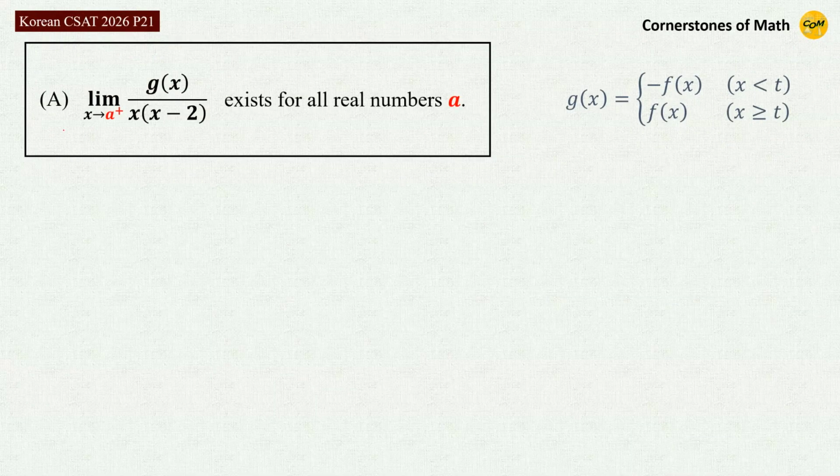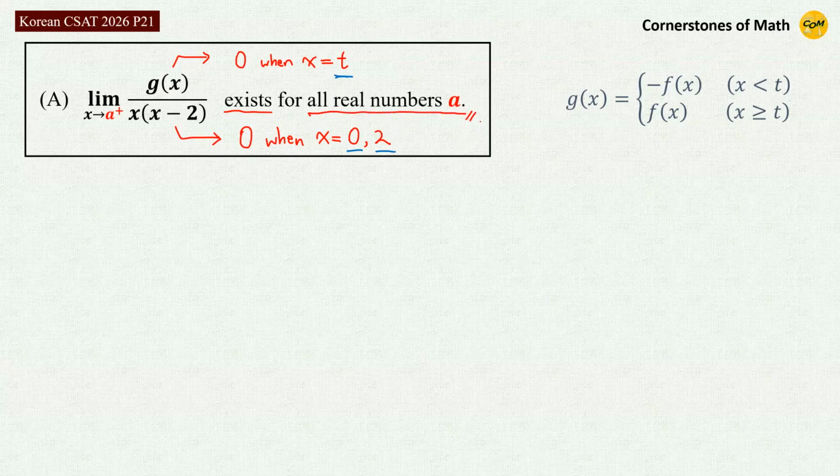Next, we move on to the first condition given in a box regarding the one-sided limit of g(x) divided by x times (x minus 2). One thing to notice about this function is this. The denominator becomes 0 when x is equal to 0 or 2, and the numerator becomes 0 when x equals t, which I have just shown. Nevertheless, it is stated that the value of this limit exists everywhere. So how is that possible?